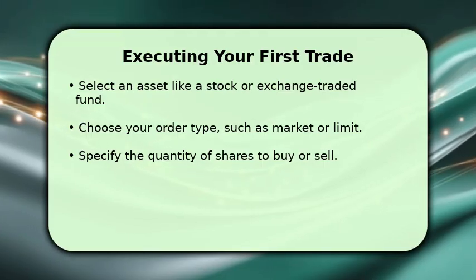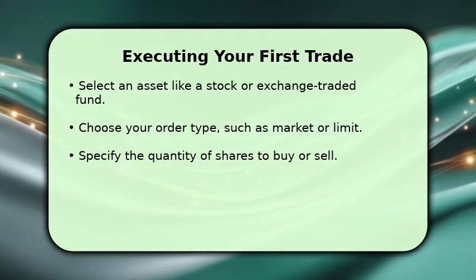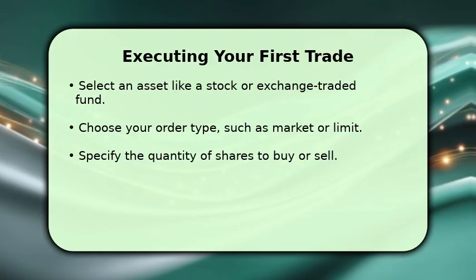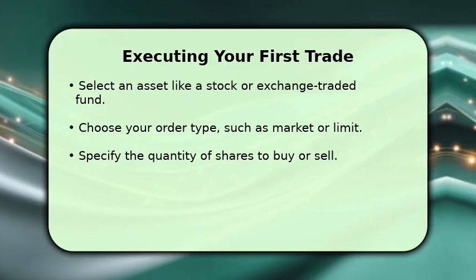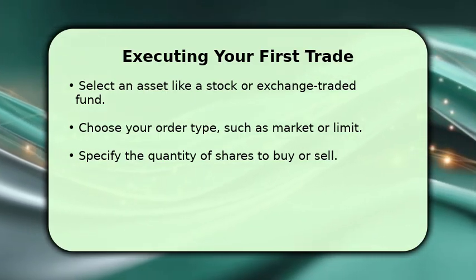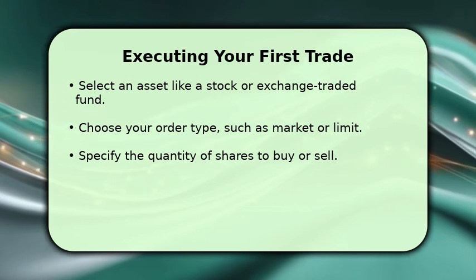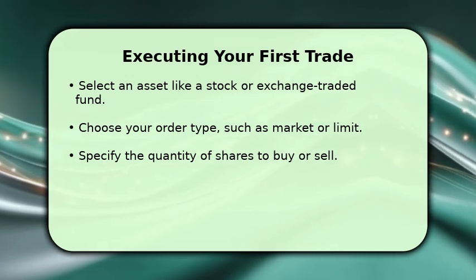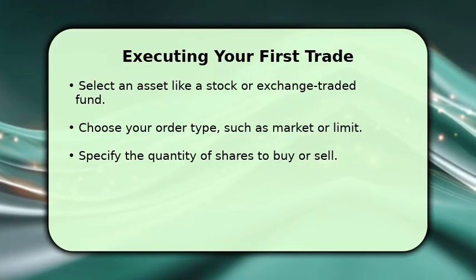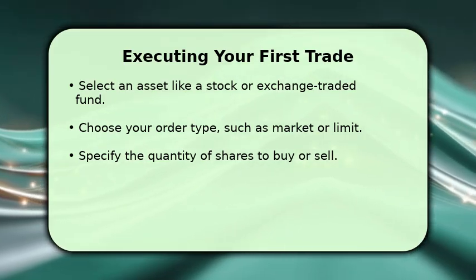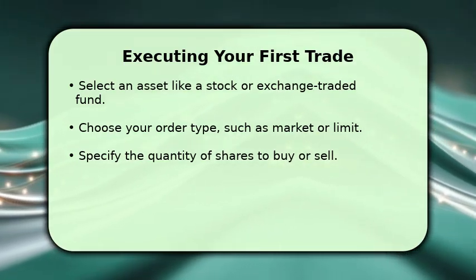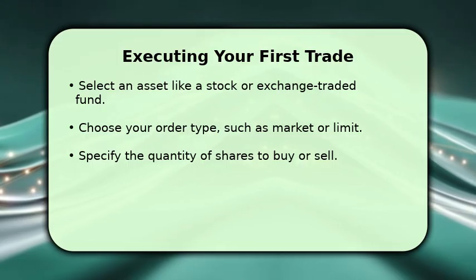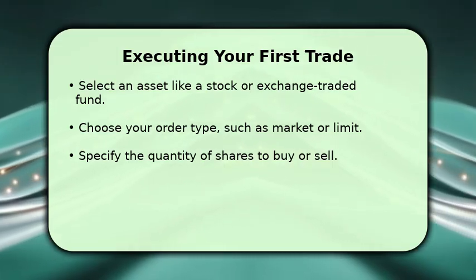Once you've chosen your platform, placing a trade is the next step. You'll first select the asset you wish to trade, whether it's a stock, an exchange-traded fund, or an option. Then, decide on your order type. A market order executes immediately at the current price, while a limit order lets you set a specific price. Finally, enter the number of shares you want to buy or sell and review your order before confirming.